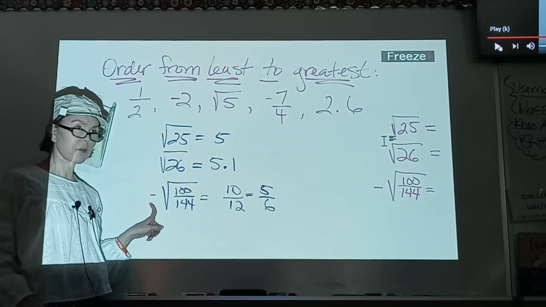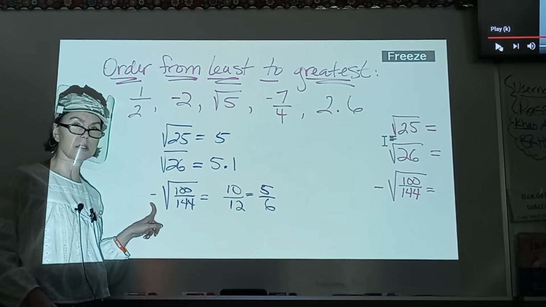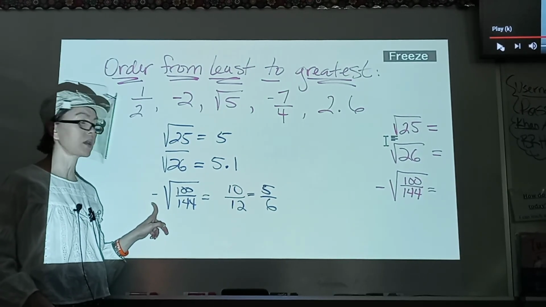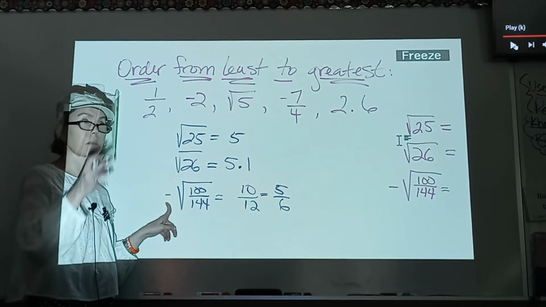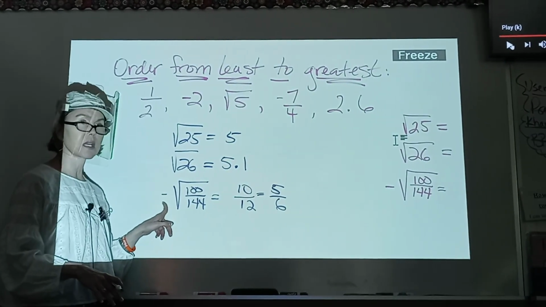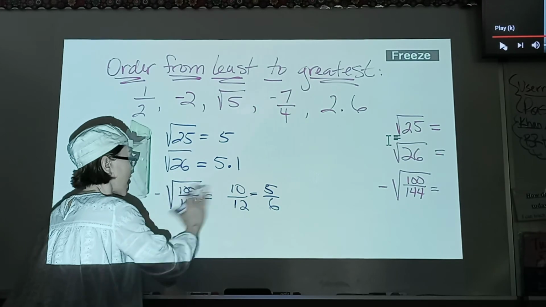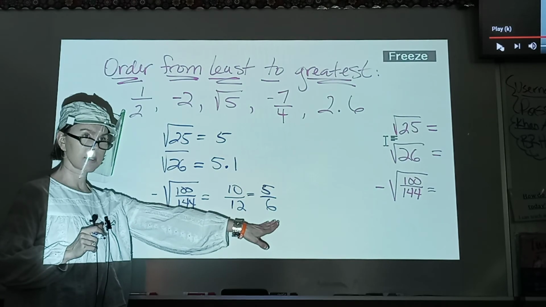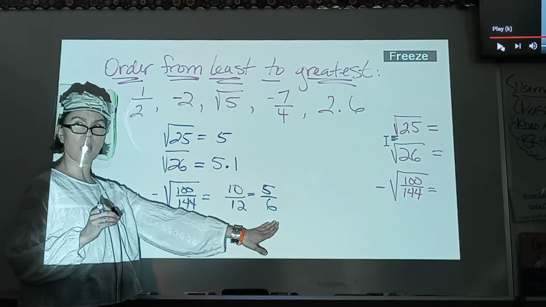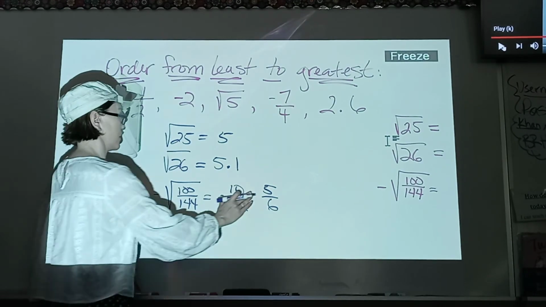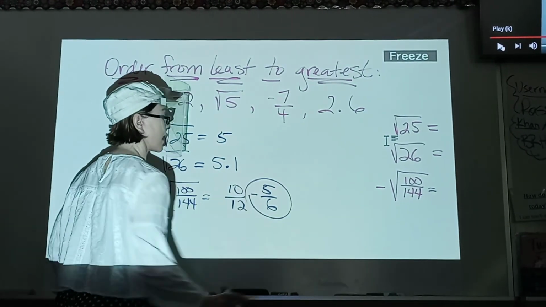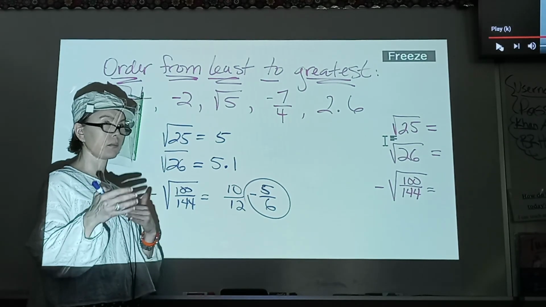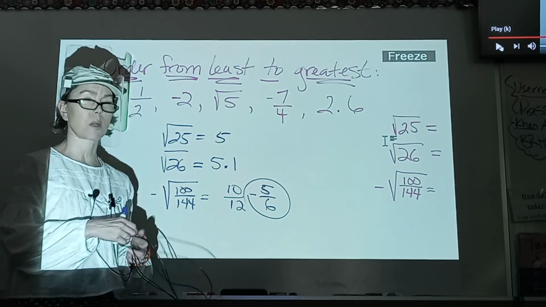However, we can't forget there's a negative symbol in front of it, Focaroonies. Okay? What does this negative symbol tell you? It tells you, give me the opposite, opposite meaning positive or negative. Give me the opposite of whatever the result of this is. And what was the result of that? Shazam. What is the opposite of a positive 5/6? Negative 5/6. And there is your answer. Okay, so for this video, that's putting numbers in order from least to greatest and handling our square roots.